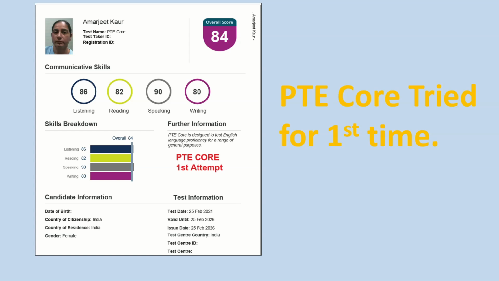My score in writing is low because I was just confused about the word limit of write an email, because if you are reading the instructions on the Pearson website, they just write at least 50 to 120 words for write an email. But in the final exam, you have to write at least 100 to 120 words. So this is the main reason for getting low score in the writing section.